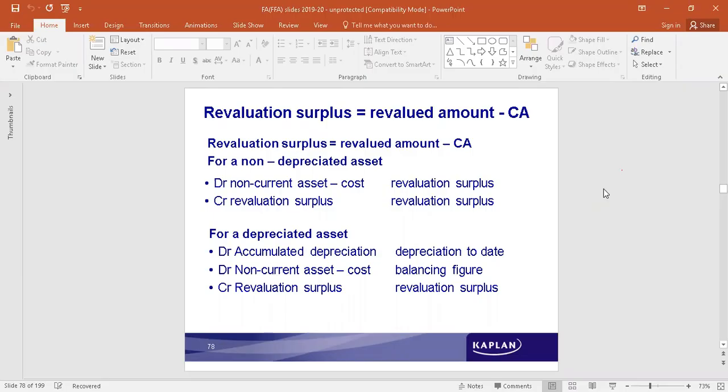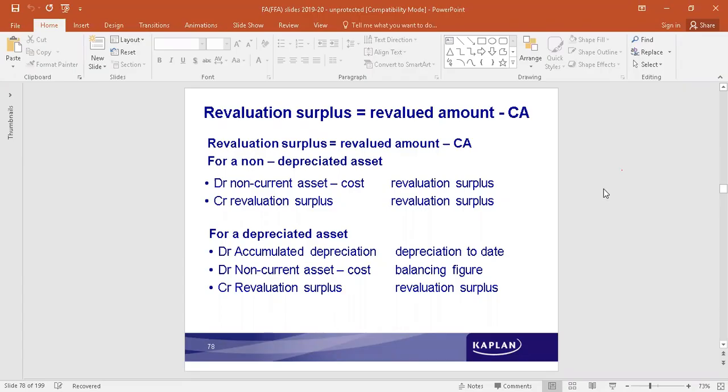So for a non-depreciated asset, the entry is non-current asset at the cost value to the revaluation surplus. There was no depreciation provided, so the asset appears in the books of accounts at the cost value. In that case, any amount of surplus realized because of appreciation in the value of the asset, the journal entry would be the non-current asset value is increased as against a revaluation surplus. So that's the journal entry.